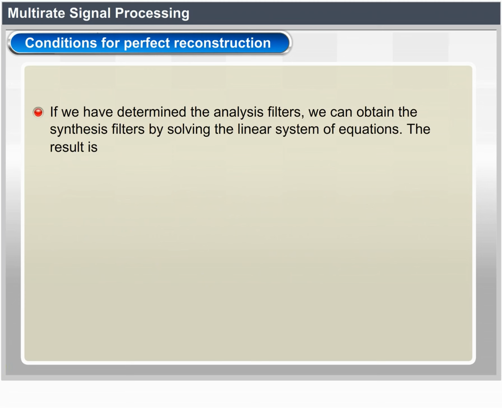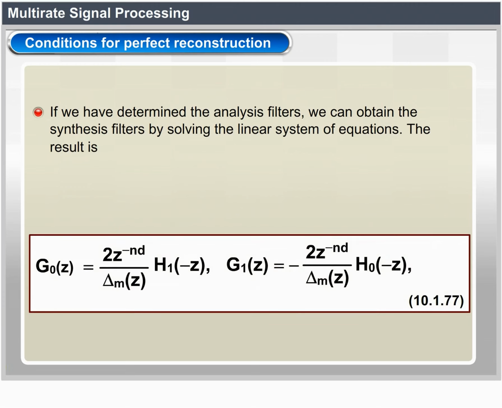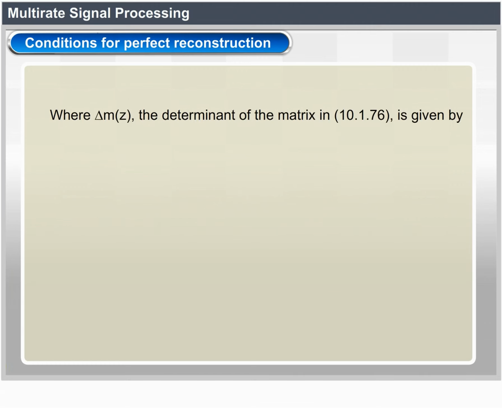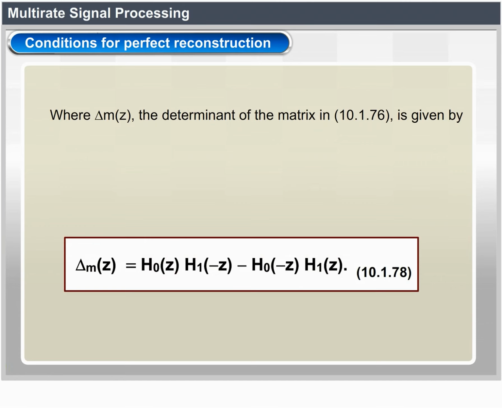The result is G0(z) = 2 z^(−nd) / Δm(z) · H1(−z), G1(z) = −2 z^(−nd) / Δm(z) · H0(−z), called equation 10.1.77, where Δm(z), the determinant of the matrix in 10.1.76, is given by Δm(z) = H0(z) H1(−z) − H0(−z) H1(z), called equation 10.1.78. The solutions in 10.1.77 exist if Δm(z) is not equal to 0.